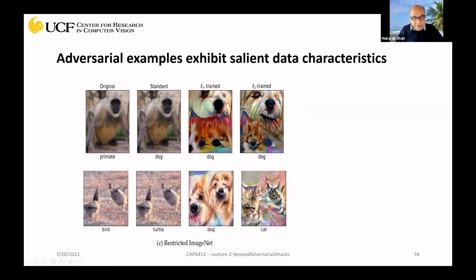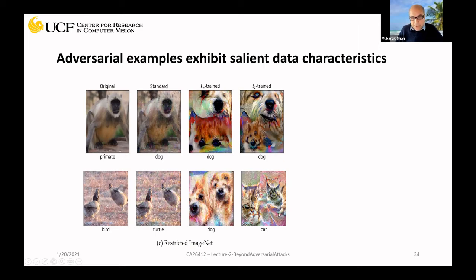And the same thing here: we take an image of a bird and we make the maximum perturbation, and it results in this, and then the classifier says a turtle. But when we use the robust classifier trained with L infinity, it results in this, and it is classified as dog and looks like a dog. And in L2, it turns into a cat, and it actually looks like a cat.